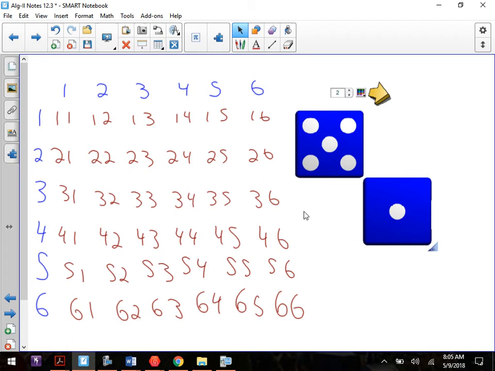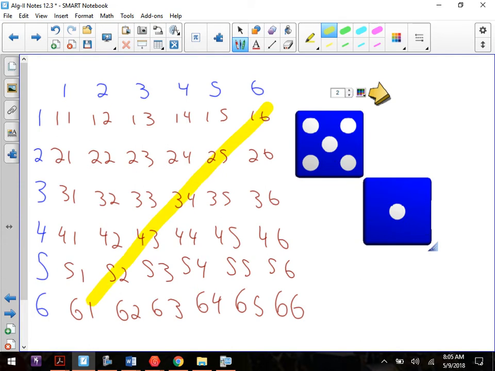Now, when you start looking at it, what's the most common sum? 7. 7 is the most common sum. If you look at that, what's happening here? 1 and 6, 2 and 5, 3 and 4, 4 and 3, 5 and 2, 6 and 1. You have 6 possible ways to roll a 7. Then after that, the next most common would be rolling either a 6 or an 8, and so on.